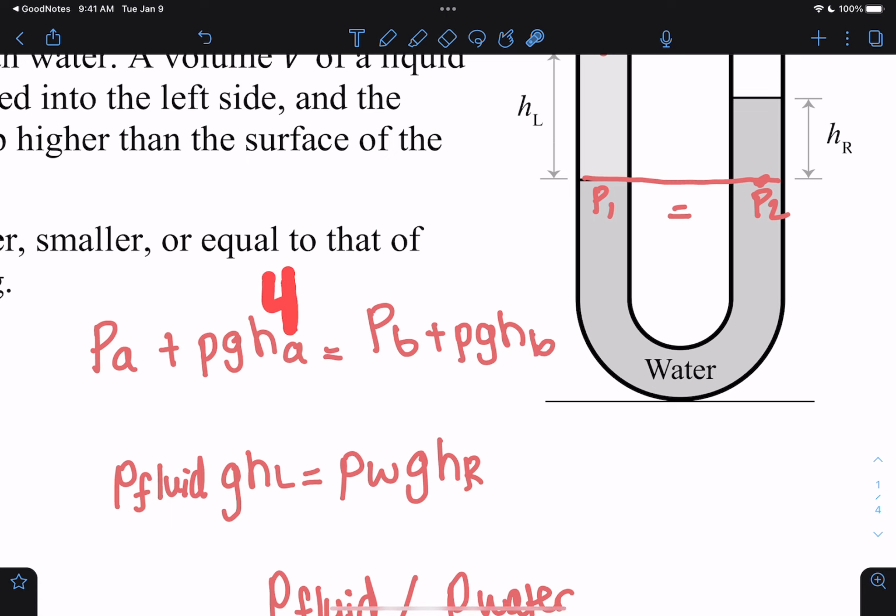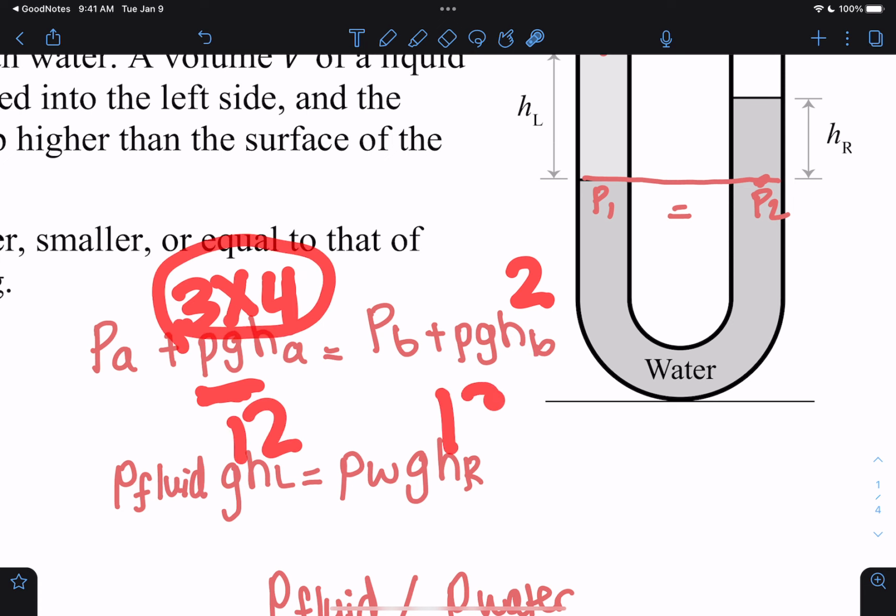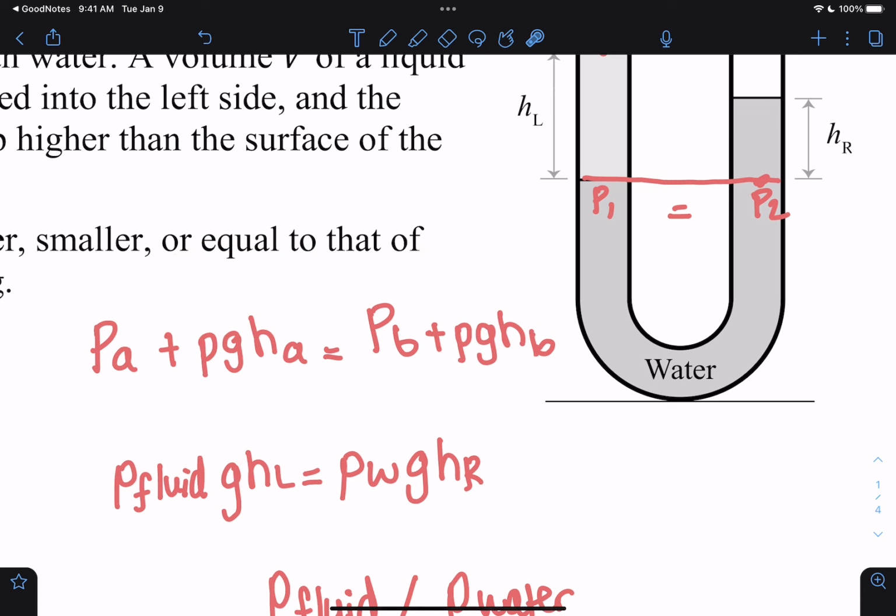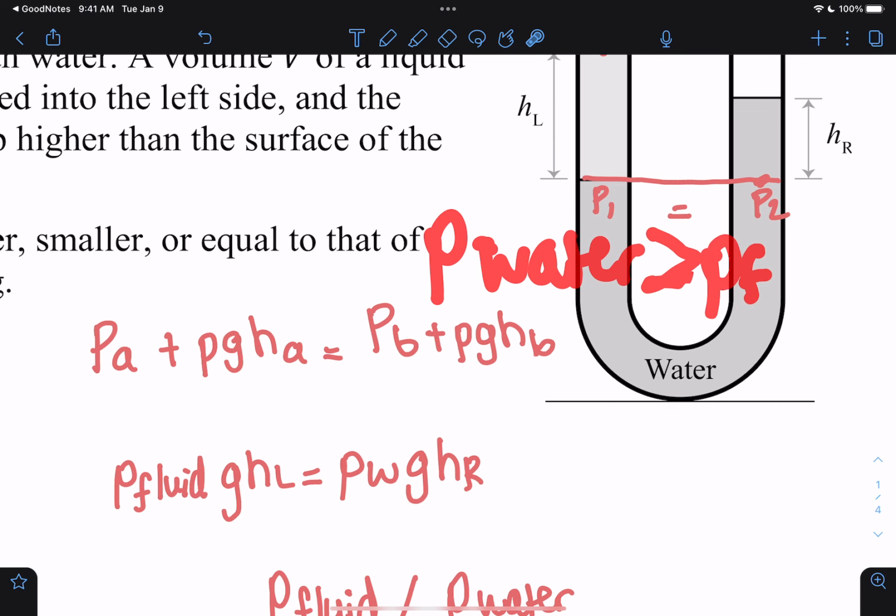Then if we say that the product of rho g, your density times your gravity, was 3, for example, then 3 times 4 gives you 12 on this side. If I wanted to maintain 12 on this side, I make sure that my product of density times gravity is 6 as well. Gravity doesn't change, so the only thing I'm changing is my density. Therefore, my density has to increase on this side. And so the density of water would be greater than the density of the fluid or the liquid, right?